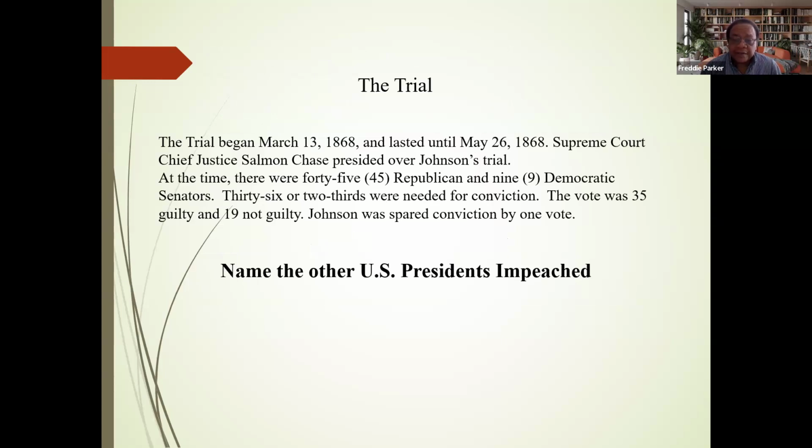He was not convicted. Can you name other presidents who may have been impeached since Andrew Johnson back in 1868? I think those would be Bill Clinton. Can you name a president who was impeached twice? That would be Donald J. Trump.